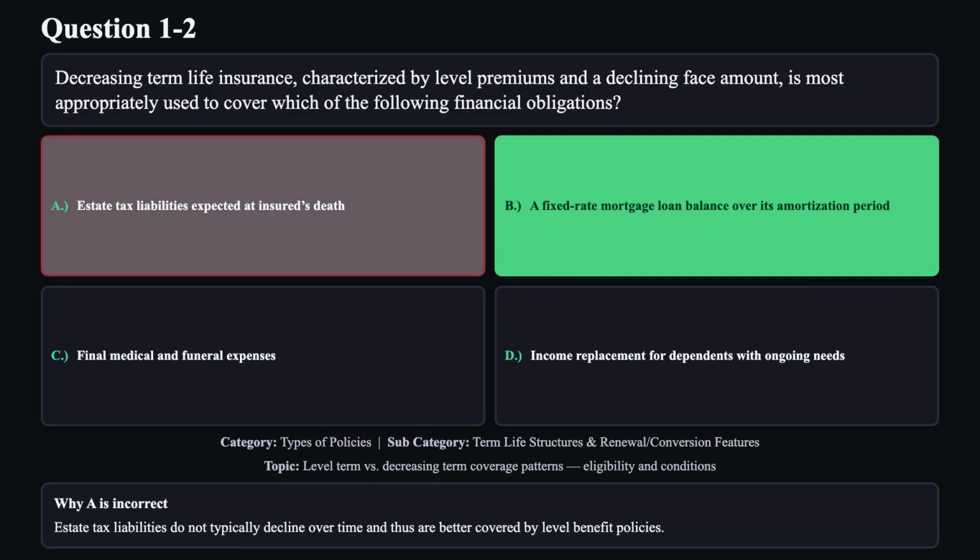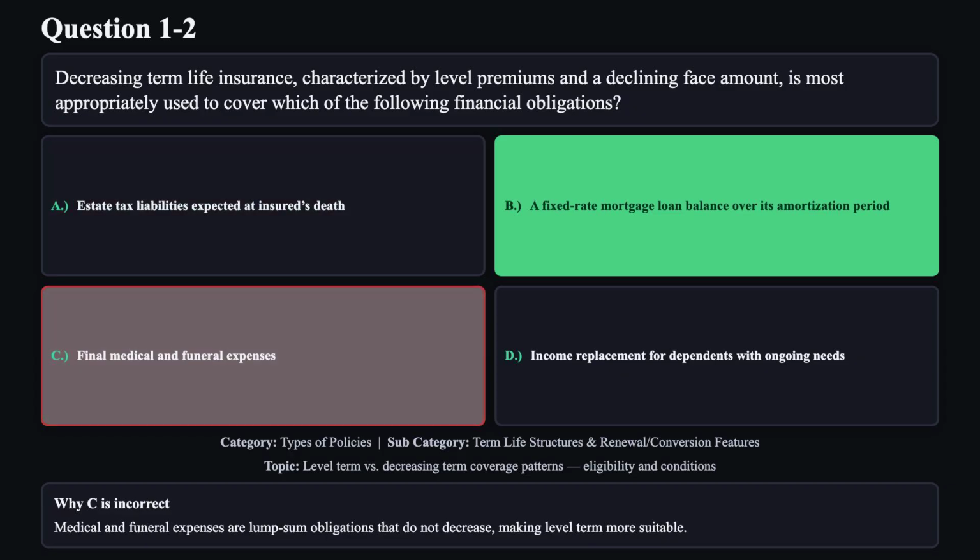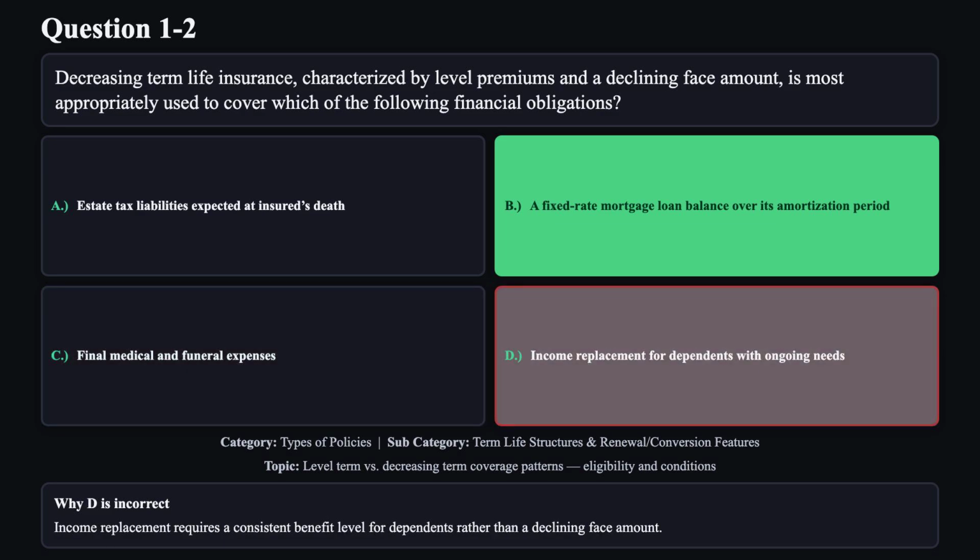Reason A is not correct. Estate tax liabilities do not typically decline over time, and thus are better covered by level benefit policies. Reason C is not correct. Medical and funeral expenses are lump sum obligations that do not decrease, making level term more suitable. Reason D is not correct. Income replacement requires a consistent benefit level for dependents rather than a declining face amount.